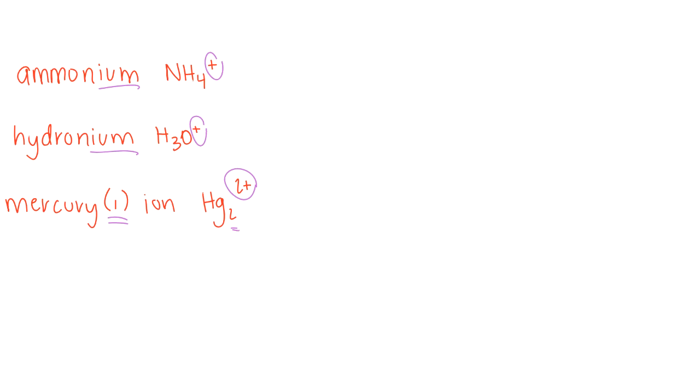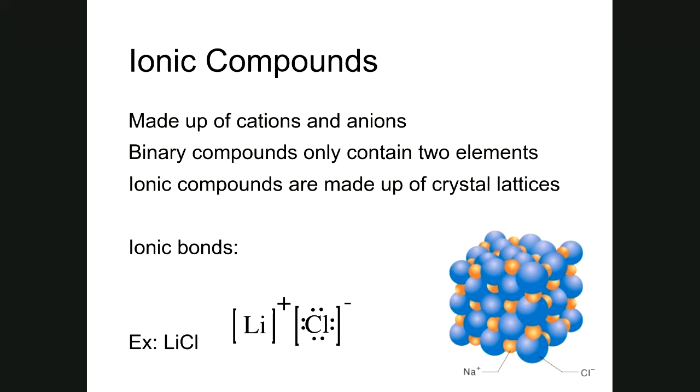So back to the notes. Now that we understand our ions, we have anions and cations, and we can split it up even more specifically into monatomic ions, transition metal ions, and polyatomic ions. We can start to put these ions together in order to form ionic compounds.